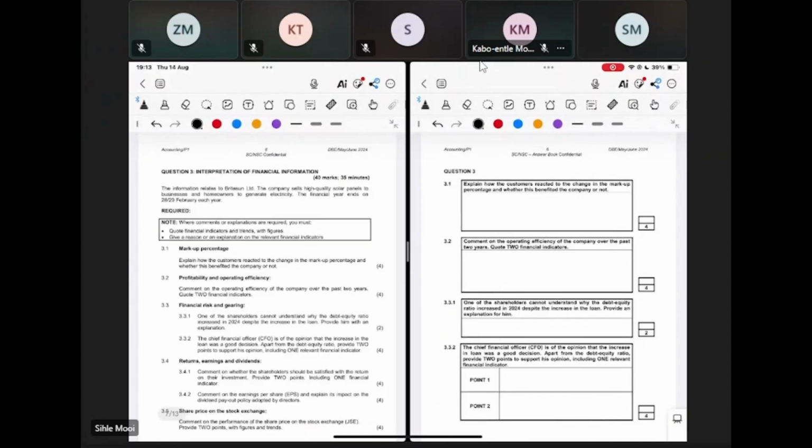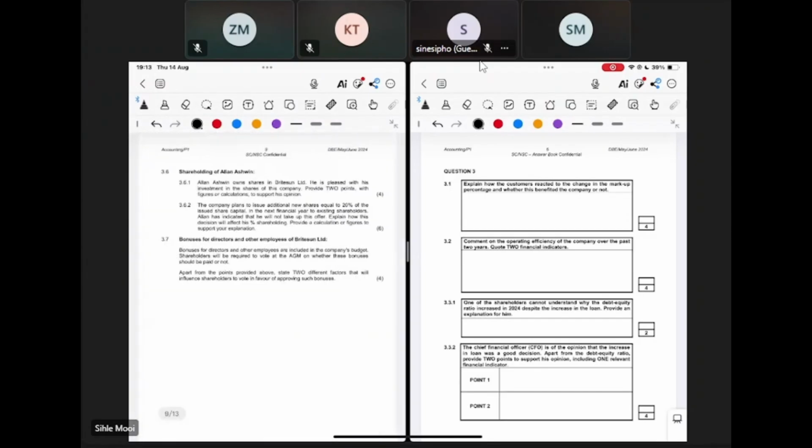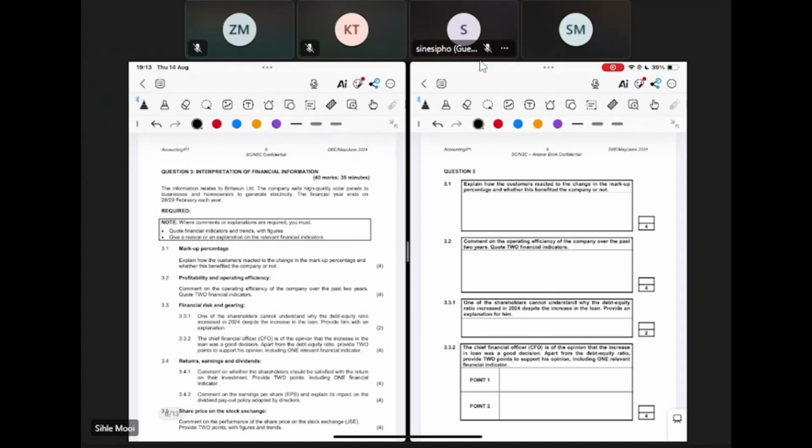Question 3 is interpretation of financial information. This is where you're calculating financial indicators, and then you're also commenting. So you need to quote figures, everything, and then you need to comment. So let's see the information. The first question we've been given: explain how customers reacted to the change in the markup percentage and whether this benefited the company or not. So we need to see that.